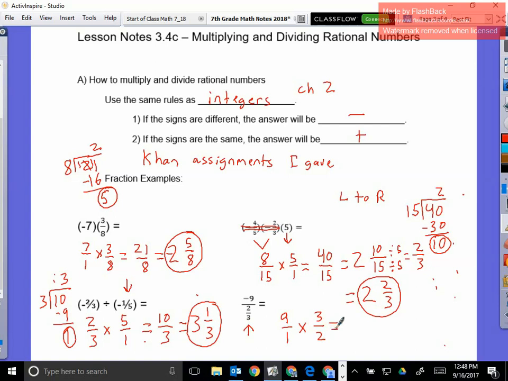All right, so we got 9 times 3 is going to get us 27. And then 2 times 1 is going to get us 2. And geez, we got improper fractions all over the place on these problems. All right, no worries. We're going to go ahead and get this worked out. So we're going to take 27, divide that by 2. We can do that over here to the side.